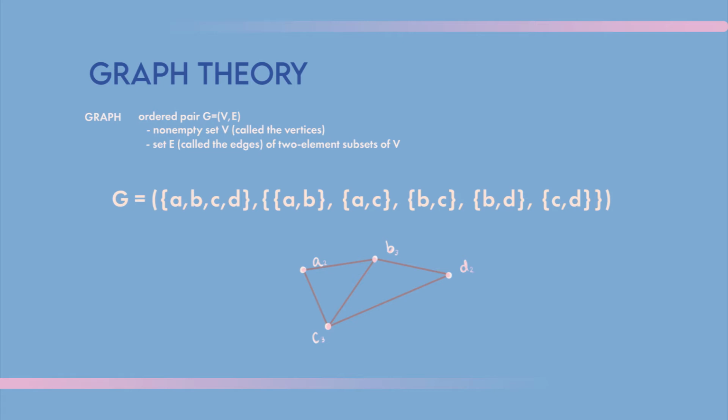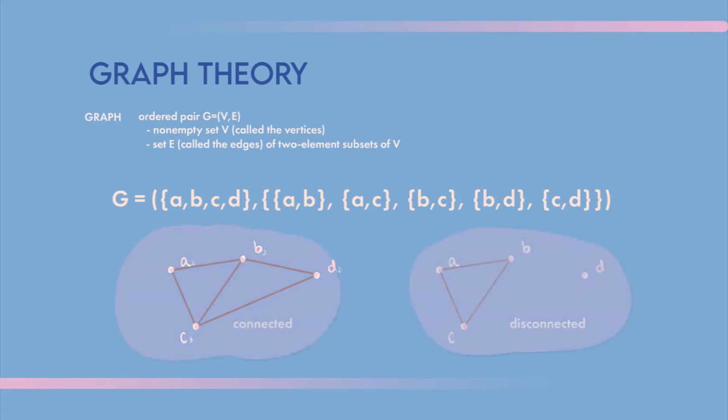And a graph can be either connected or disconnected. A graph is connected if there is a way from any vertex on the graph to any other vertex on the graph. And a graph is disconnected if there is at least one vertex on the graph that cannot be reached from any other vertex.